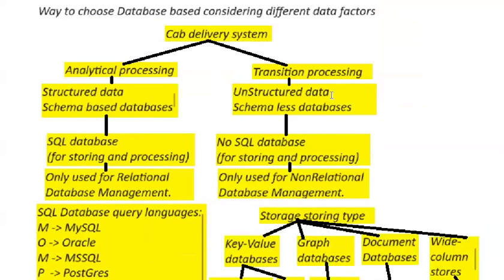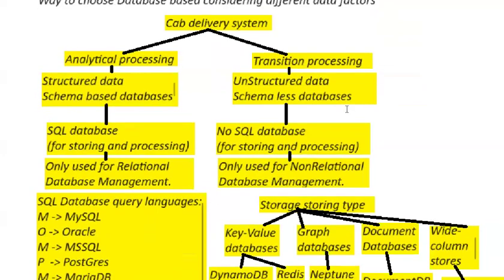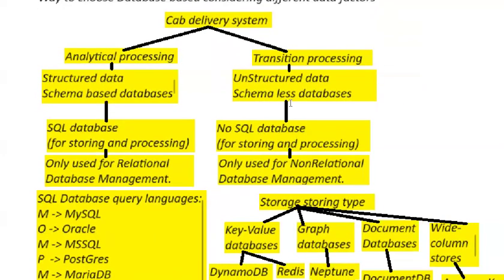Then next, let us see about transaction processing. Under transaction processing, which type of data will be maintained? Unstructured data and schemaless databases. Now, in order to query that data, what type of databases do we use? In order to store these types of unstructured or schemaless or transaction processing data, which type of database do we choose?